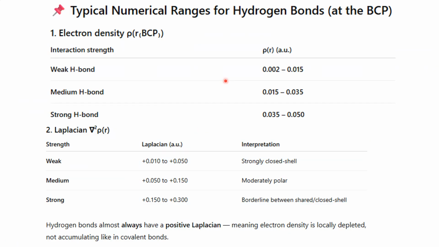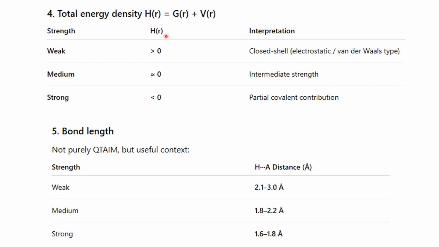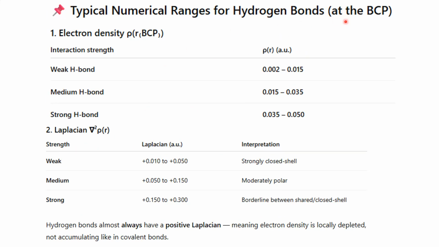There are a few other things that I asked ChatGPT, and I don't always trust it at the moment because sometimes it just gives you wrong values. But I correlated this data with the table I had, and it correlates well, not too bad. It's just another broader guideline for weak, medium, and strong H bonds: the value of rho, the Laplacian similarly, and the total energy density. It also tells you the strength, and then you can also have a look at the bond length. So this is basically for the hydrogen bonds.